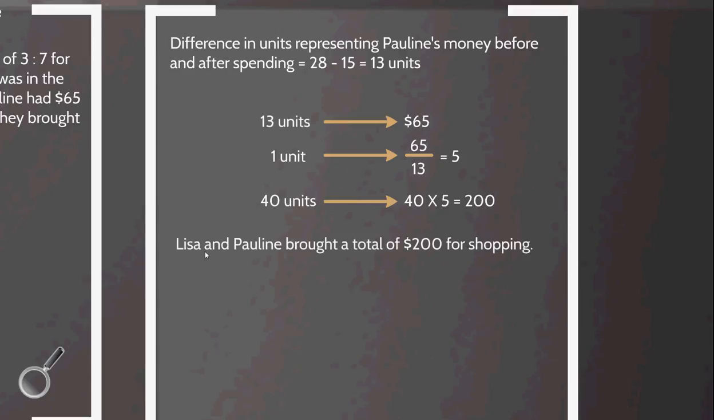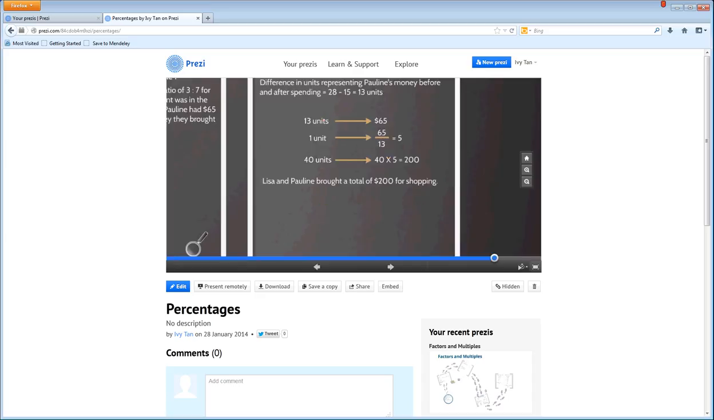And this, we can conclude, Lisa and Pauline brought a total of $200 for shopping.